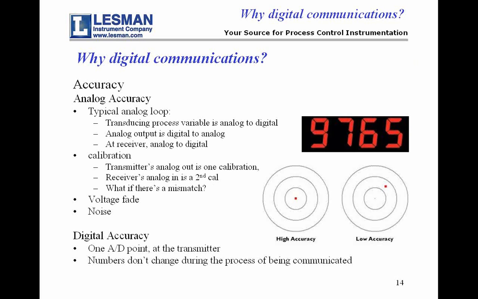When we take a look at accuracy, that tells us how closely we actually hit the target when we compare that value to a known standard. And the advantage of digital is that because you've got a number, you can actually compare it more accurately to a standard. The other thing is that it can overcome things like voltage fade or noise that you get in an analog signal, because digital numbers don't change when you transfer them from one point to another. They're still digital numbers.